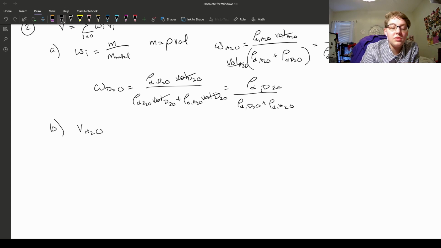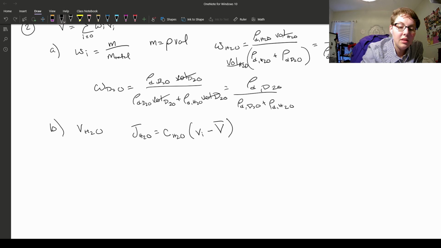For this one, we're going to be using the equation relating molar diffusive flux to velocity and mole fraction, or mole concentration, my bad. We know that the molar diffusive flux can be defined as the molar concentration of the material times the mass velocity of the material minus the total molar velocity.